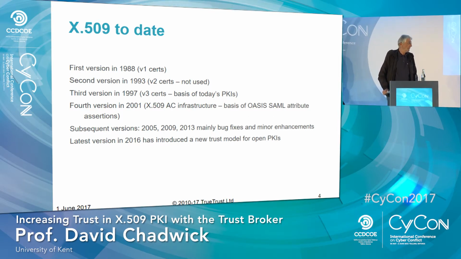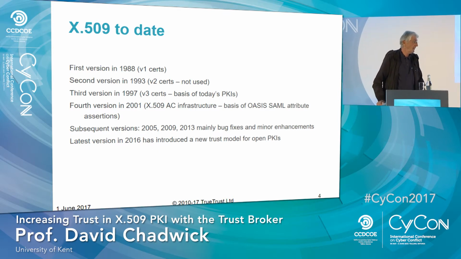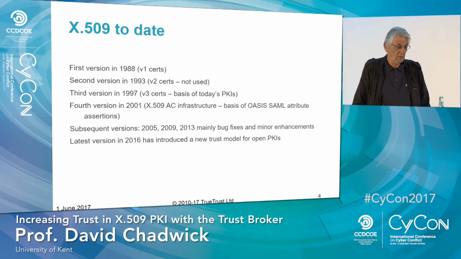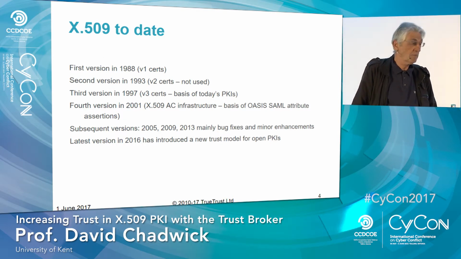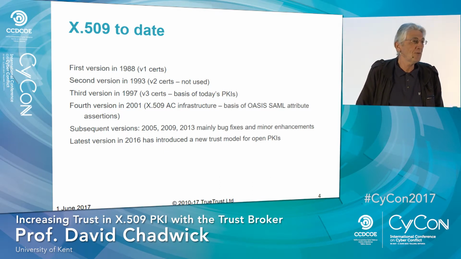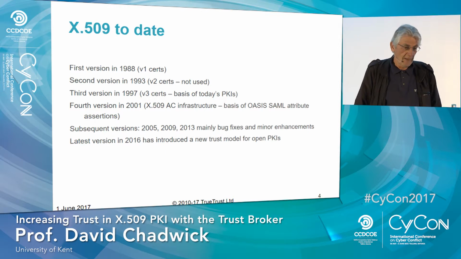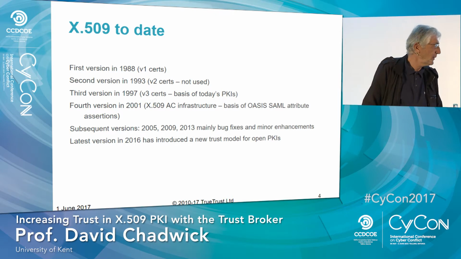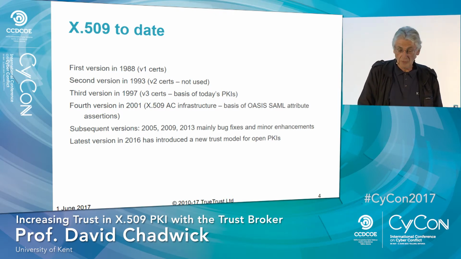But the trust model was specified back in 1988, and the trust model has not evolved from then until 2016, to the latest version of the standard. So that might surprise some of you that we're looking at a really old trust model that predated the internet as we know it. And since then, the versions have not touched that, as it shows you there. So really, we had something that wasn't fit for purpose in today's world.